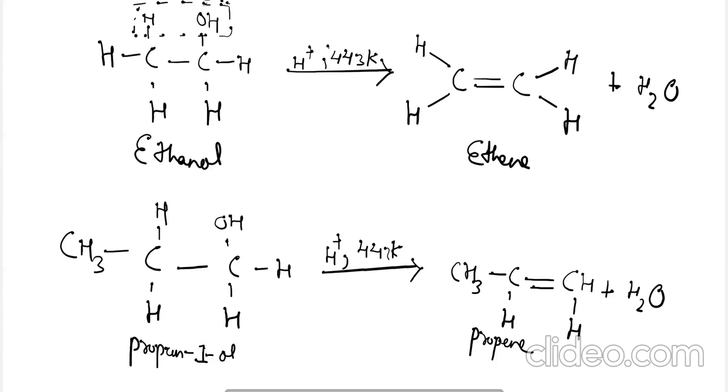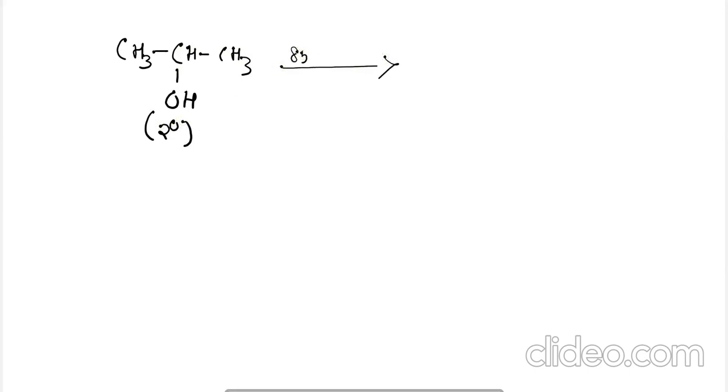Secondary and tertiary alcohols dehydrate under milder conditions. So CH3CH(OH)CH3, that is a secondary alcohol, requires 85% concentrated H2SO4 and at 440 Kelvin temperature it will dehydrate to form propene.